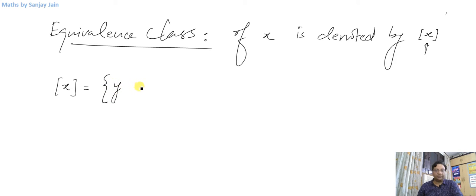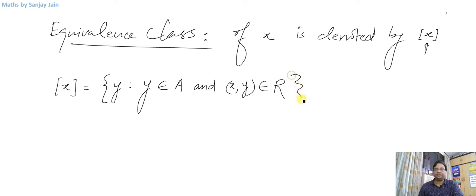So it is defined as y such that y belongs to set A and x comma y belong to this relation R. Okay, so I am talking about equivalence class of X. So it is defined as set of y such that y belongs to A and X is related to y.